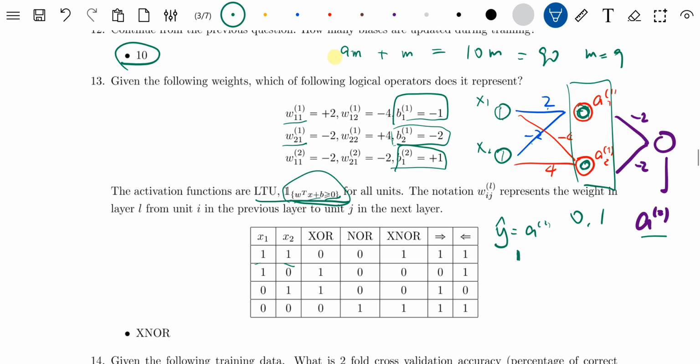You can repeat this for the other ones, so you can just do these two, and then you should be able to get that.